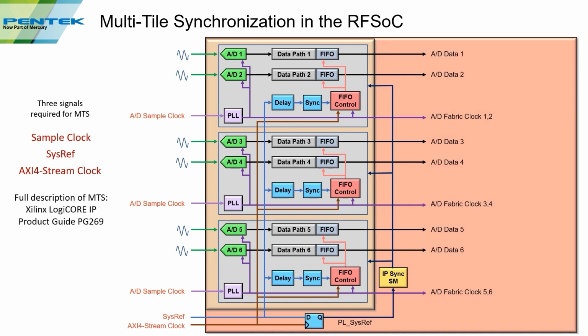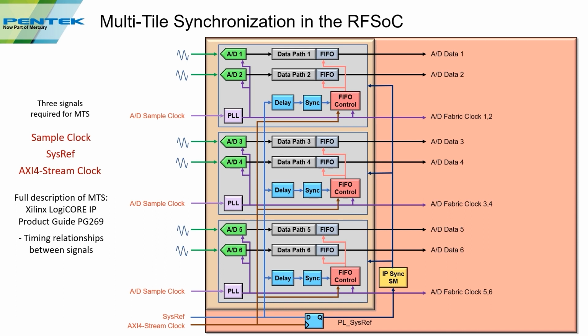The other thing is that this was all taken from a product guide. There's a much better description than anything I've been able to give here in that product guide. So it's the Xilinx Logicore IP PG269. And if you go to the Xilinx website, you could just do a search and find it. In there, it also gives you information about the timing relationship between these signals.